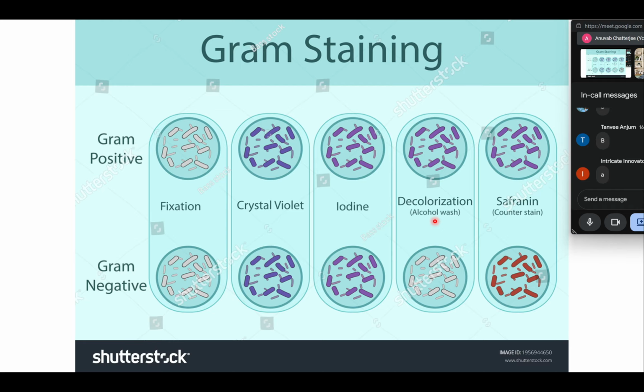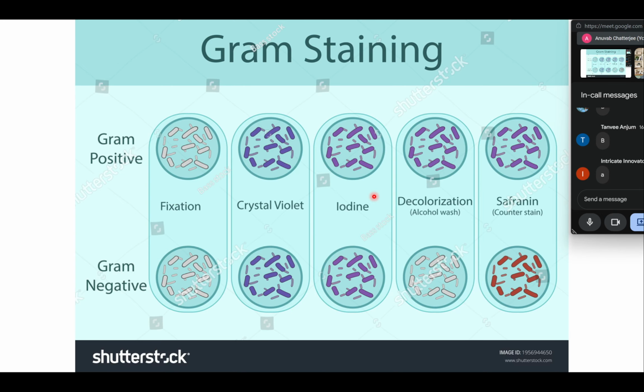What the alcohol wash does is that it takes off the top layer of the cell wall. Now, if you remember, gram-positive bacteria have a very thick cell wall, so they do not let go of the crystal violet and are still purple colored after the decolorization. But gram-negative bacteria have a very thin peptidoglycan layer. All of it essentially gets washed off and they become colorless. And finally, you then counterstain with safranin, which is a red stain. So only the gram-negative bacteria are in a position to take up the safranin and then turn pink or reddish in color, whereas the gram-positive stay purple because they never let go of the crystal violet and iodine.